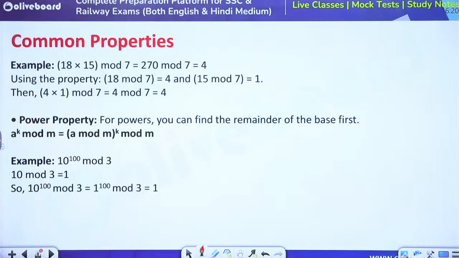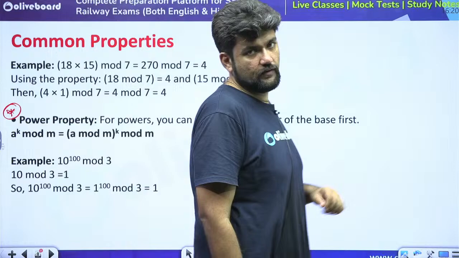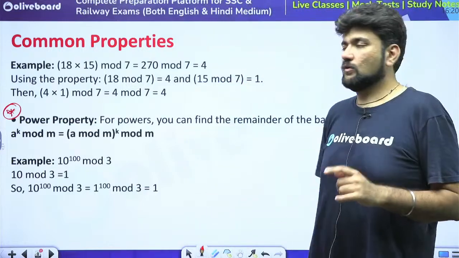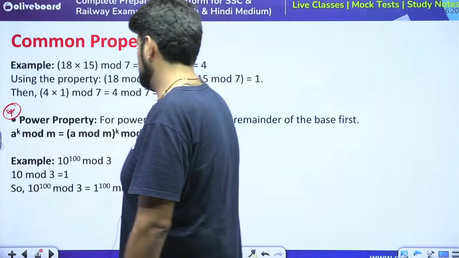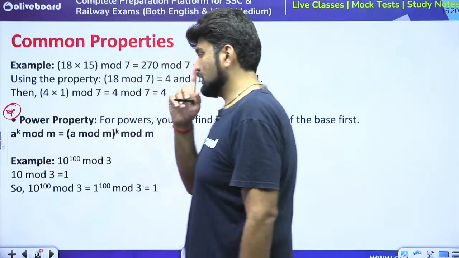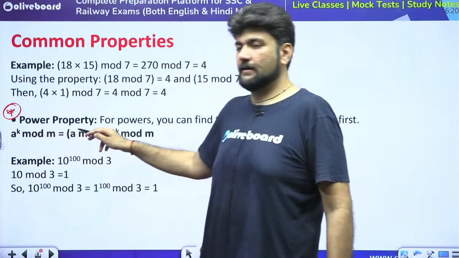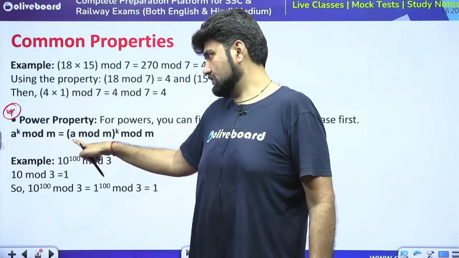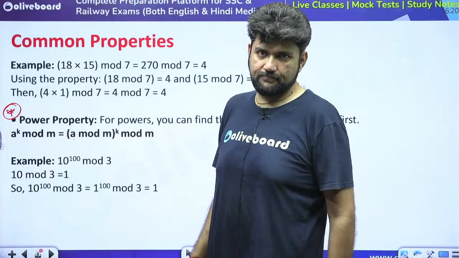Okay, the power property, one of the most important properties. You don't know, but you are actually using this indirectly in quant also, whenever you're finding remainders. Okay. So the power property says that if I have a raised to the power k mod m, rather than solving the whole thing and then finding its remainder, I can find the remainder of the base and then the power and then the remainder of the rest of the number.